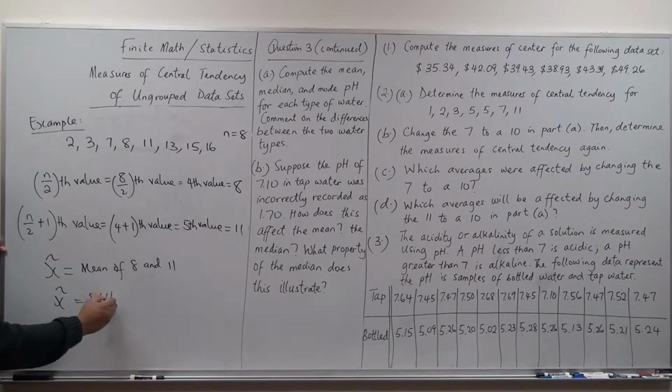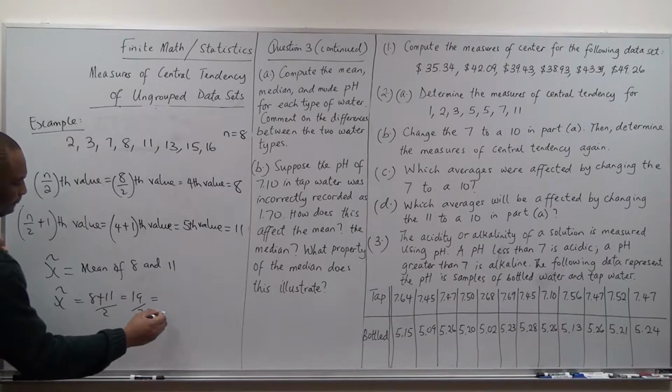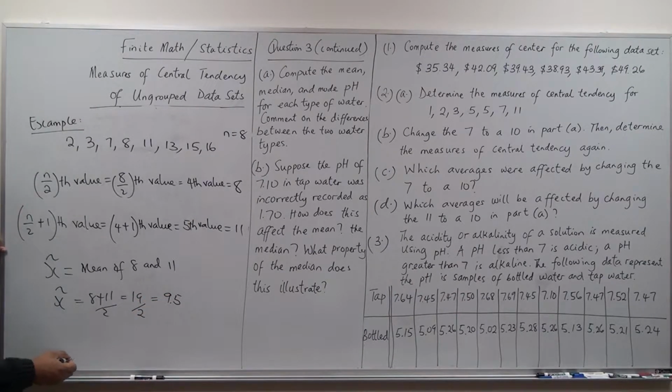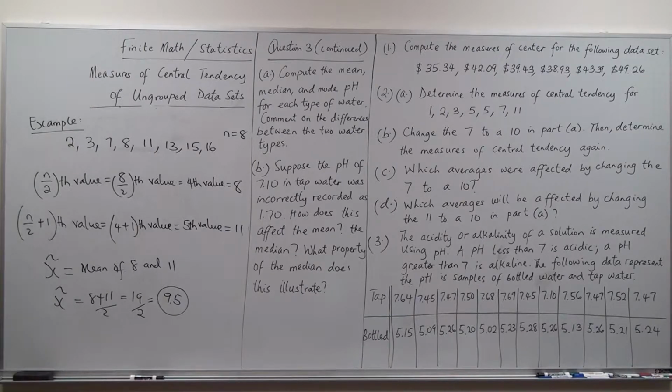This will be 8 plus 11 over 2, which is 19 over 2, which is 9.5. Okay? That becomes the median. That's it. So that's it for the median. I hope you understood it.